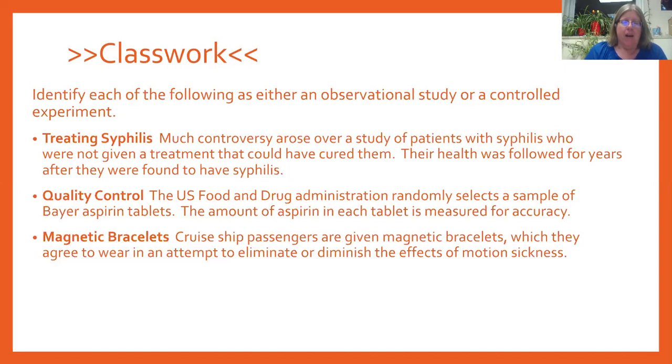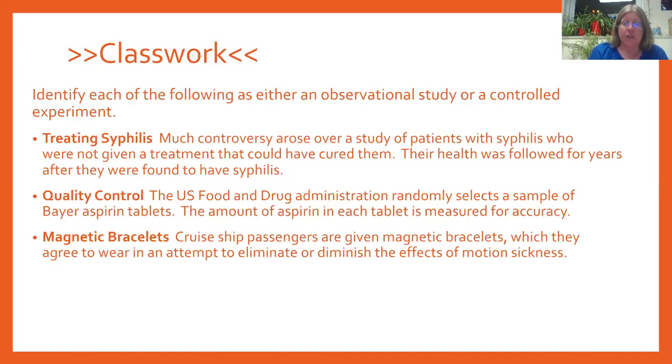Okay. All right, the next one, quality control. The U.S. Food and Drug Administration randomly selects a sample of Bayer aspirin tablets. The amount of aspirin in each tablet is measured for accuracy. So this is going to be a study, right? We haven't done anything to the manufacturing process of these tablets. Basically, all we're doing is going to the factory, pulling a random sample, and sending them to the lab to get tested.